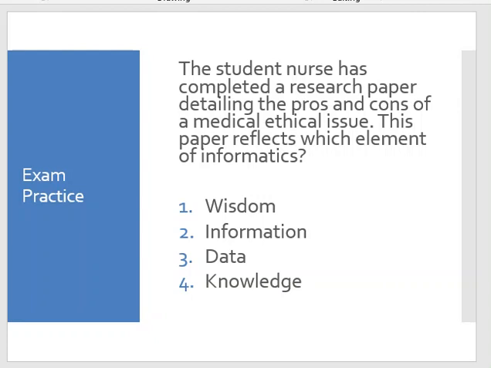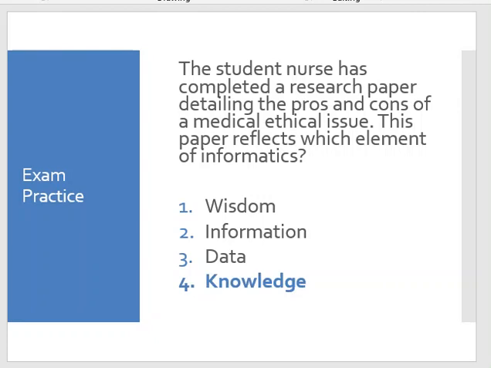Let's practice a test question with the content from the previous slides. The student nurse has completed a research paper detailing the pros and cons of a medical ethical issue. This paper reflects which elements of informatics? Your choices are wisdom, information, data, and knowledge. I always recommend rewording the question before moving forward with an answer. So I read the whole thing and then I would restate the question like this. How could I define the pros and cons of an issue?